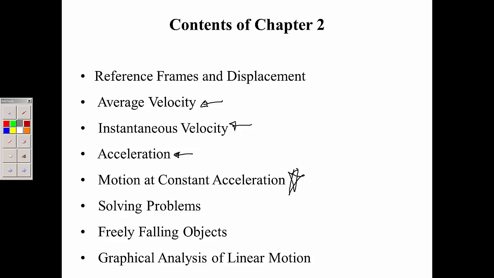What does motion look like given a constant acceleration? Very important topic. We're going to talk about that. Solving problems for kinematics, also a very important topic. Freely falling objects, a perfect example of motion at a constant acceleration. And what do the graphs look like for linear motion for position, velocity, and acceleration? But first, we need to talk about reference frames and displacement or position.